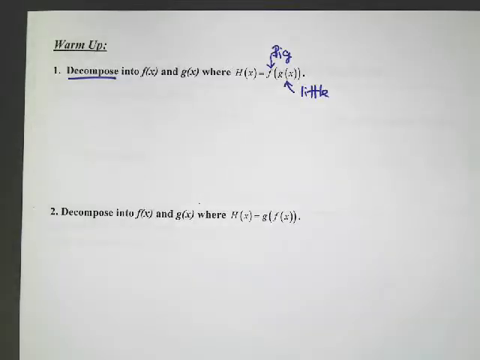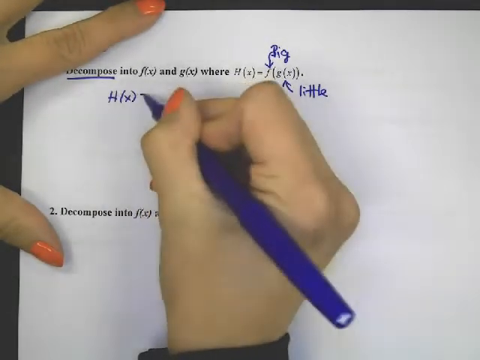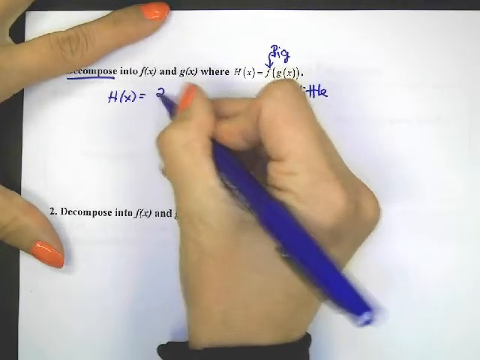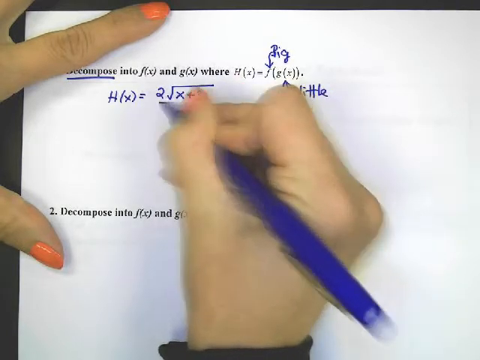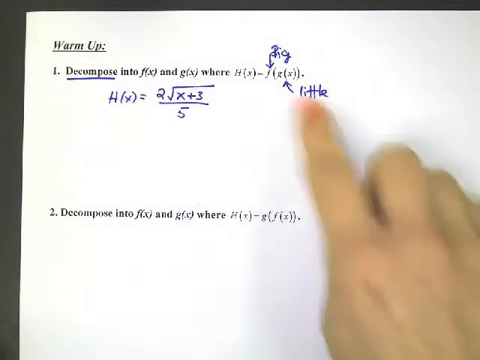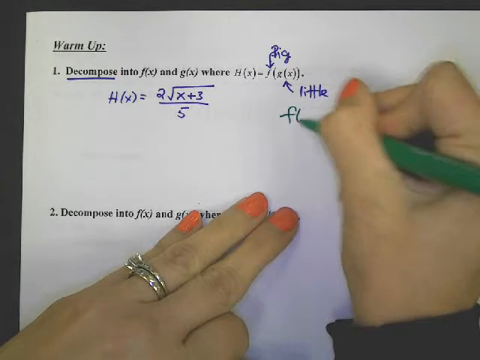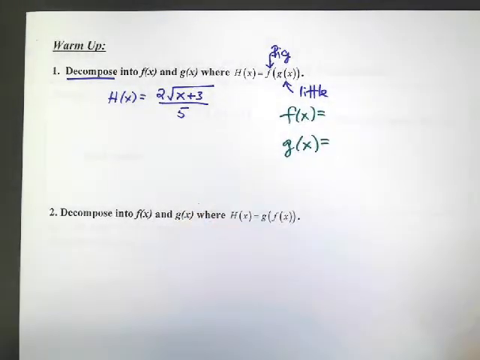So let me go ahead and write the official problem here. So h of x is equal to, here's a good example, 2 times the square root of x plus 3 all over 5. Okay, I have to follow the directions because f is the big guy and g is the little guy. So let me just get my work all labeled. F of x, g of x.